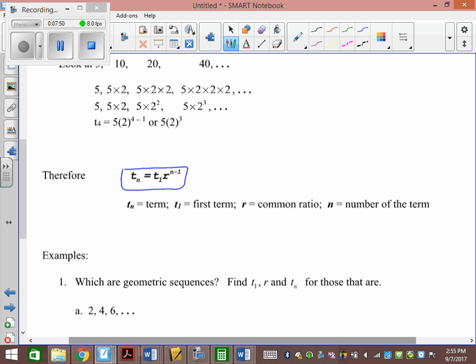Tn is still Tn, it's the last term. T1 is still the first term. n is still the number of terms. The difference is this r here. It's a common ratio. Do you know how we did the common difference was term 2 minus term 1, right? The common ratio is going to be term 2 divided by term 1.